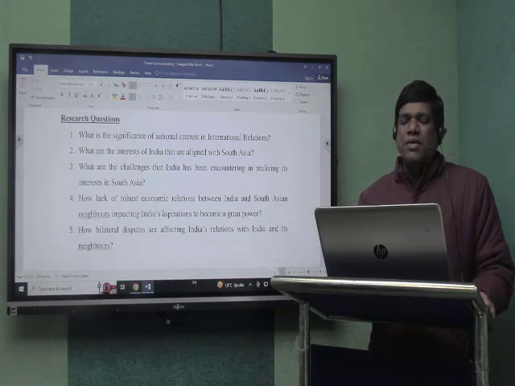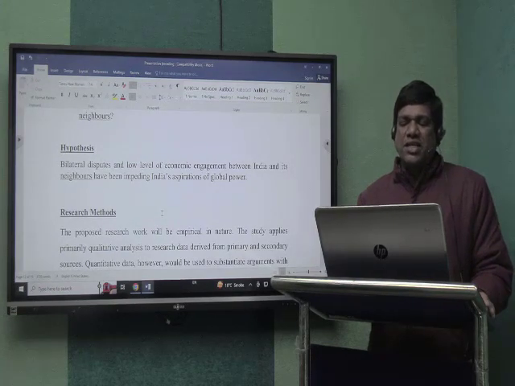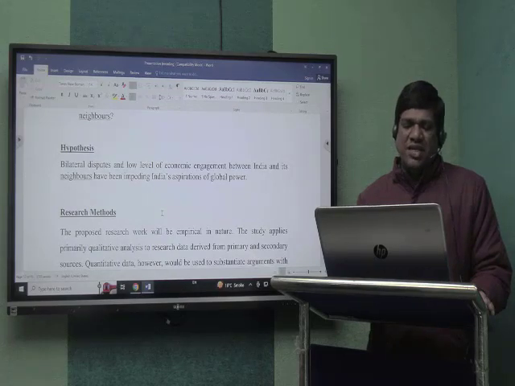Then comes the hypothesis of the research. This is very, very important, right? What is hypothesis? Hypothesis is a presupposition, meaning to say it's like a statement. You are making a statement, and you are going to conduct the research in order to prove it or disprove it. Okay? So in the course of research, it can be proven or it can be disproven. Whatever it is, you have a research hypothesis that helps you to conduct the research. So it has an important place in the research.